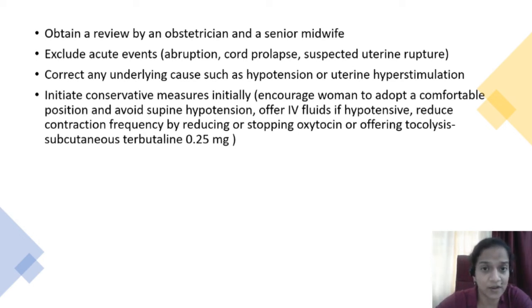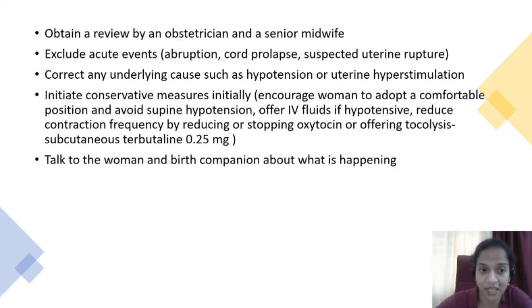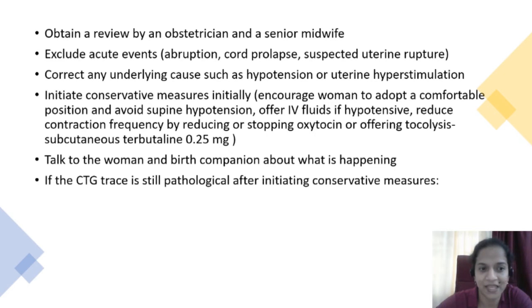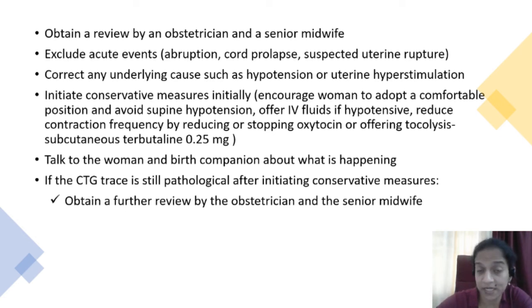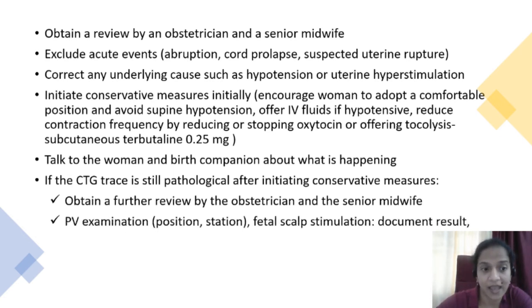Reduce the frequency of contractions by reducing or stopping oxytocin altogether or offering tocolytics. Talk to the woman and birth companion, and this is a very important point that we often miss. If the CTG trace is still pathological after the initial conservative measures, obtain a further review, do a per vaginal examination, assess dilatation, position, station, do a fetal scalp stimulation and document the result.